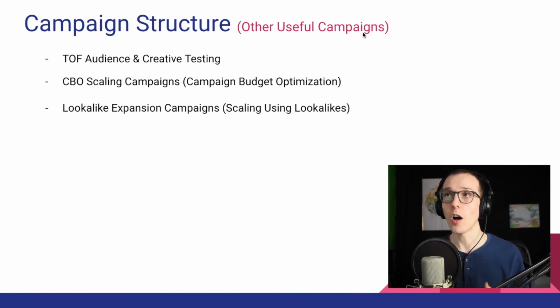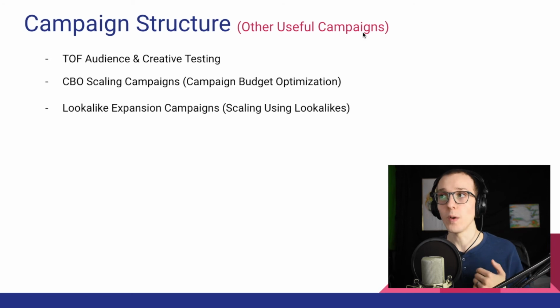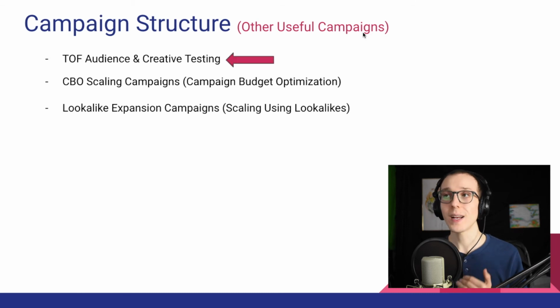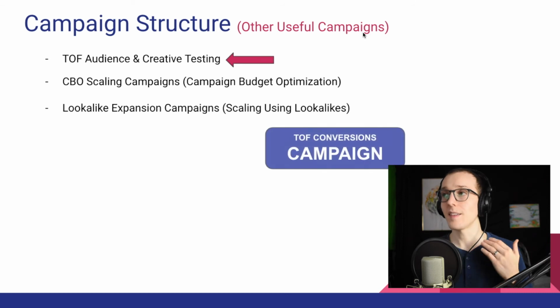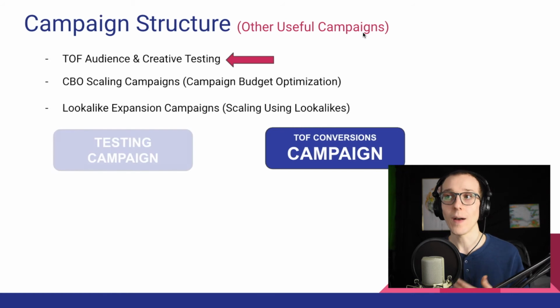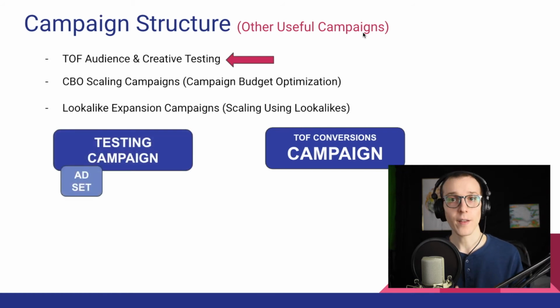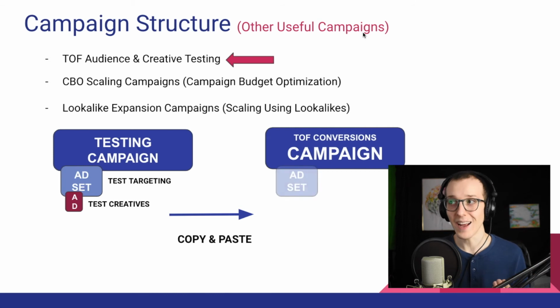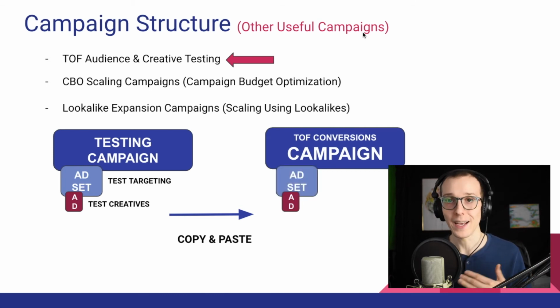So now let's talk about other useful campaign structures. We will get into some of these more later when I offer you more advanced content. But quickly, you can have a top of funnel for your audience and creative testing. So sometimes people already have a conversion campaign that's spending a higher budget. And so they'll have a testing campaign where essentially they're running ad sets, testing targeting, and running ads, testing creatives. And then they're going to copy and paste that into their main campaign for that. Now, two things here.